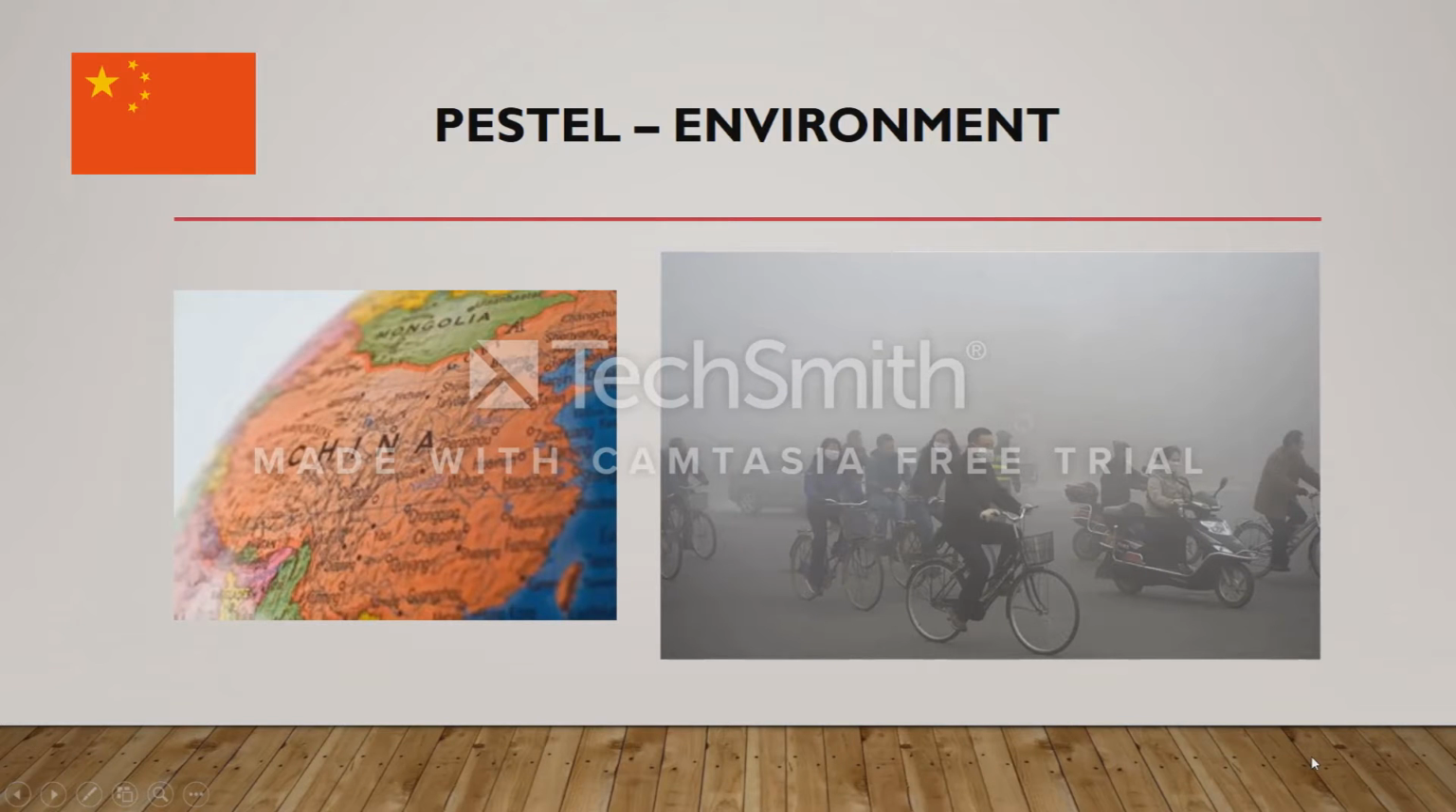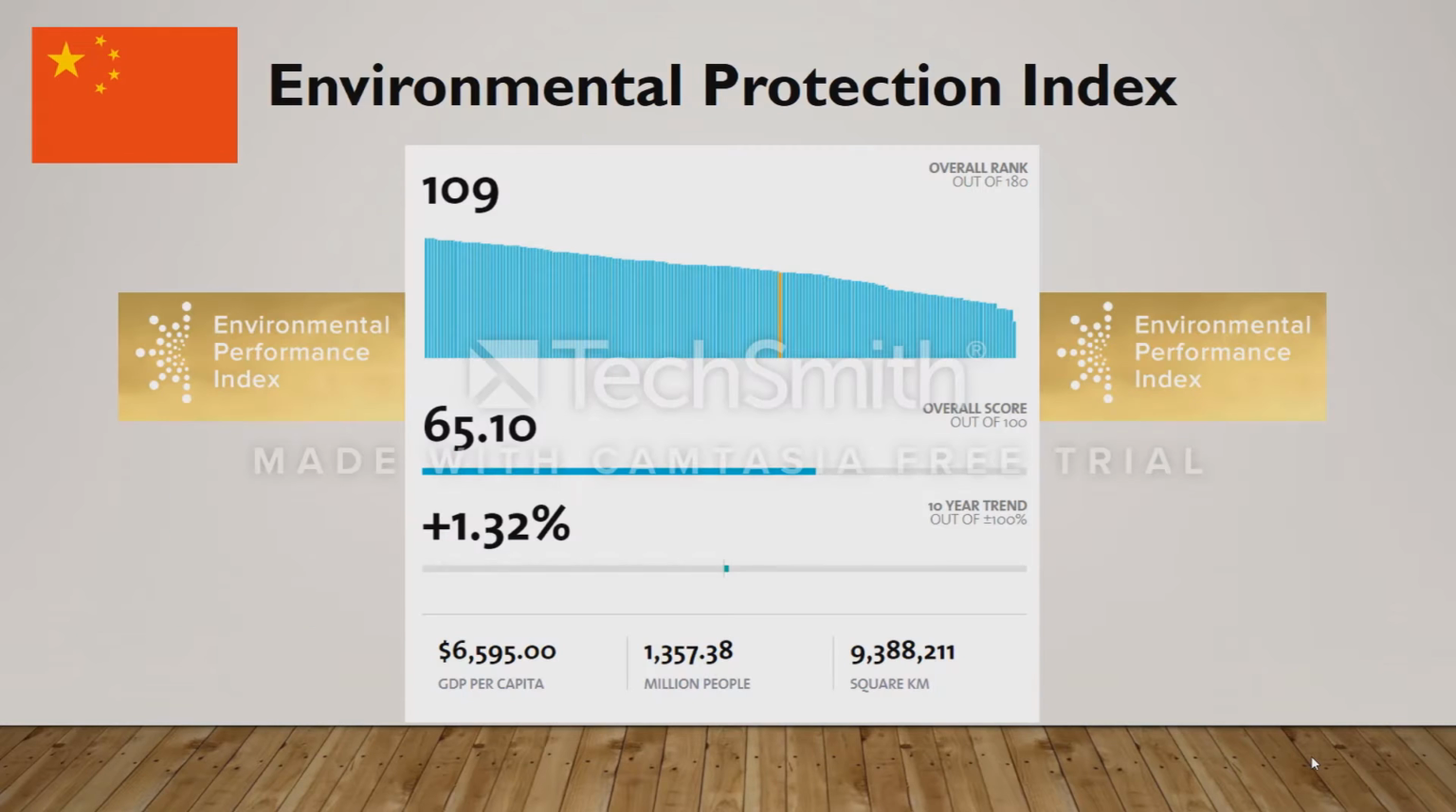With increased industry and production, China has experienced worsening air quality. This became more evident with the Beijing Summer Olympics when air pollution threatened the Olympic Games. In terms of environmental protection, China ranks 109th with a score of 65.1.